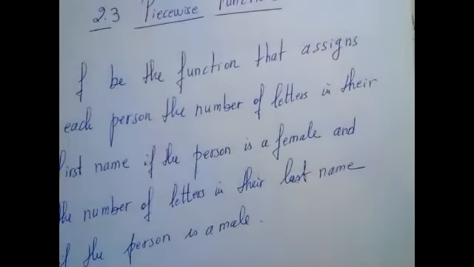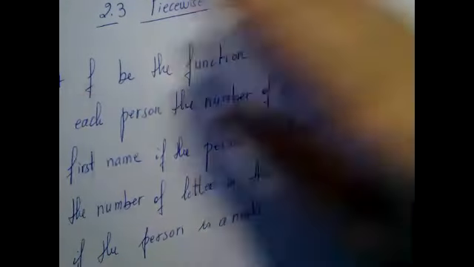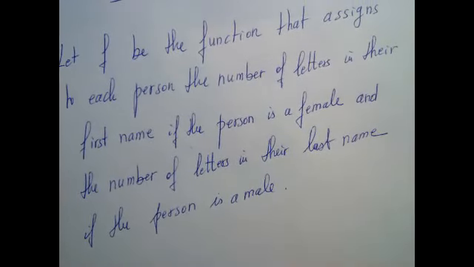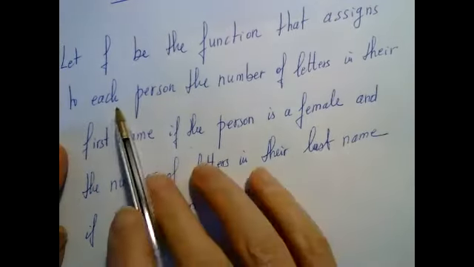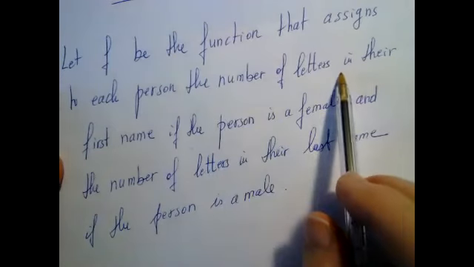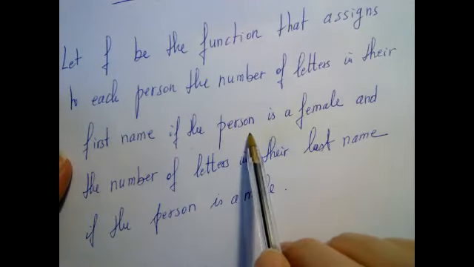So, the notion of a piecewise function. This is my problem. You don't have to write it, actually. It's verbatim from your book. So suppose I have the following function. Let f be the function that assigns, so there is an assignment to each person, so the domain is all people, the number of letters in their first name if the person is a female.